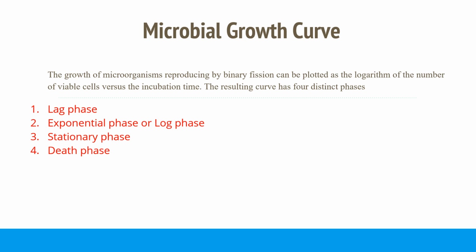The microbial growth curve contains four phases, or the four patterns of bacterial growth are: first one, lag phase, second one, exponential phase or log phase, third one, stationary phase, fourth one, death phase.